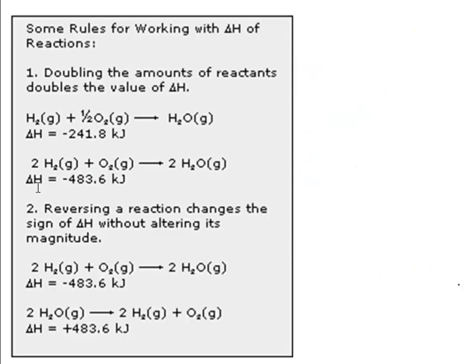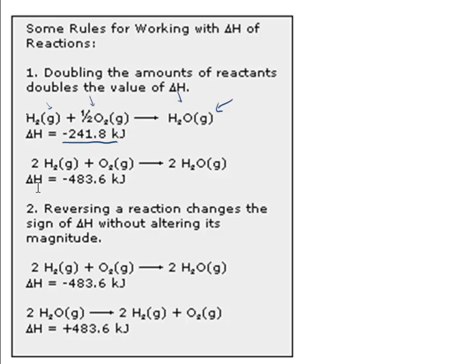Okay. When you're working with delta H values for reactions, you can actually modify the way the reaction is written, and when you do that, the delta H value will change for the new reaction you've written. So, for example, if we take the reaction between hydrogen and oxygen, 1 mole of hydrogen and half a mole of oxygen goes to make 1 mole of water. Delta H for that is minus 241.8 kilojoules.